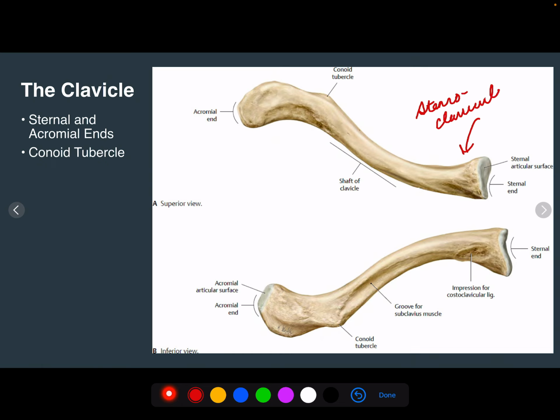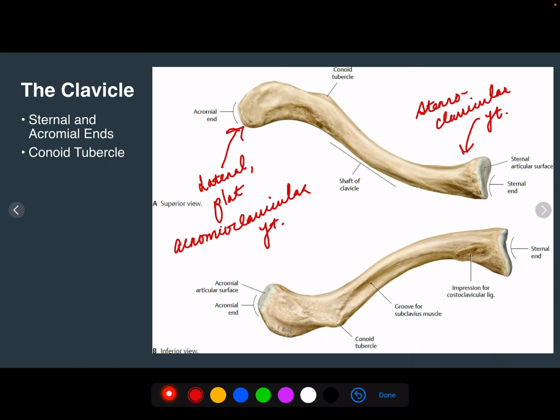So it's this sternal end which forms our sternoclavicular joint. Okay. This is compared to our acromial end. That's going to be our lateral, and it's going to be a bit more flat. Okay. And this is what articulates with the acromion at the scapula to form our acromioclavicular joint.